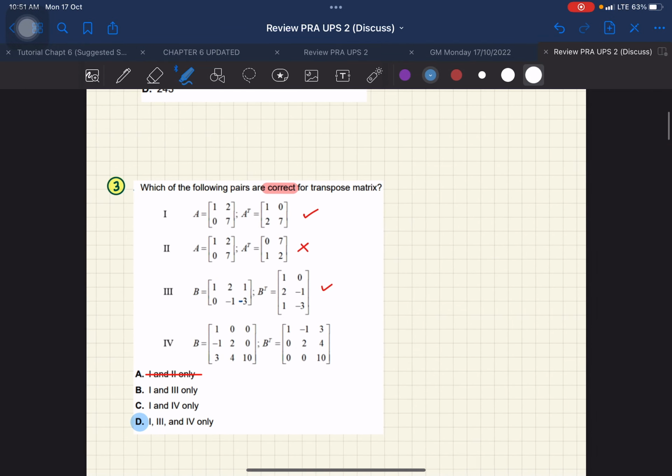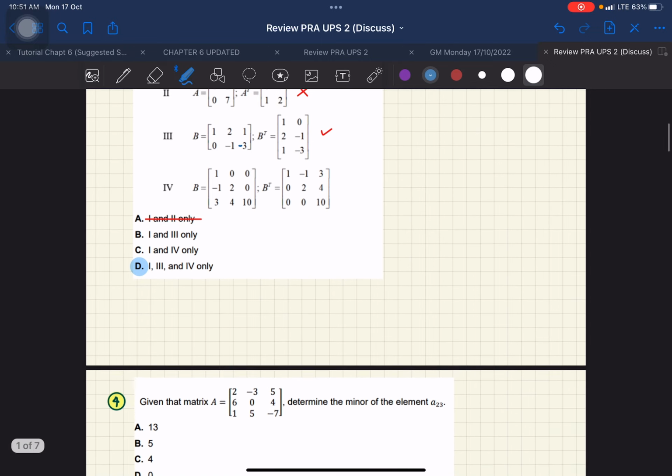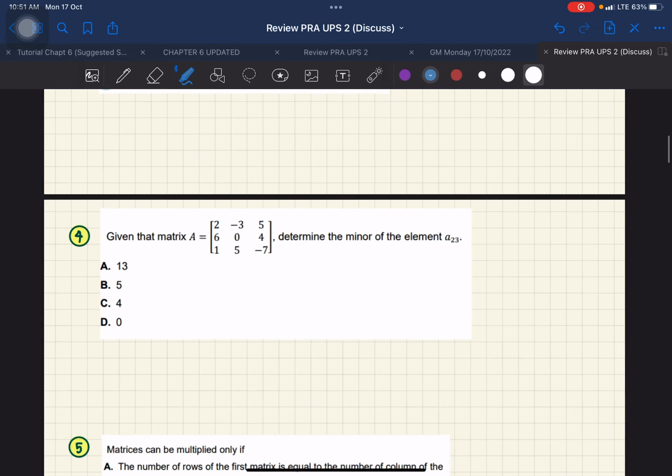Okay. So soalan-soalan macam ni, soalan-soalan yang sangat senang. Tolonglah jangan salah. Okay. Just be careful. Jangan nervous je masa awak test tu. Okay. And then next one.